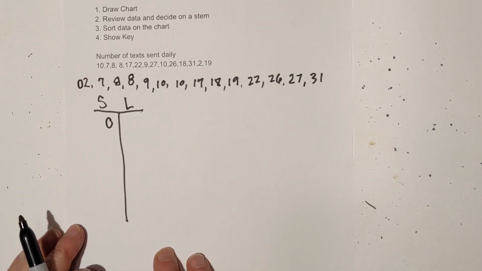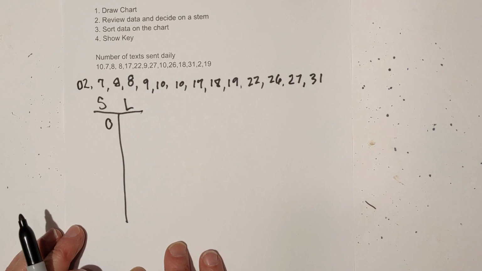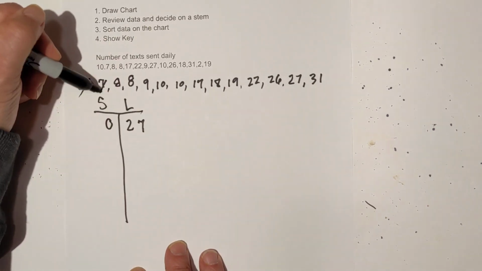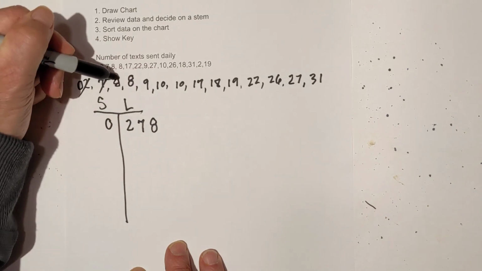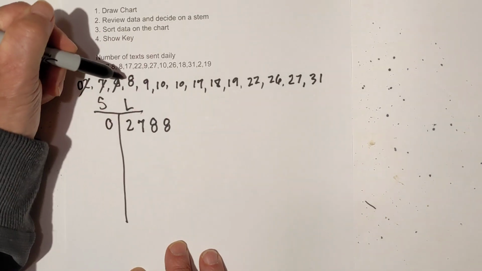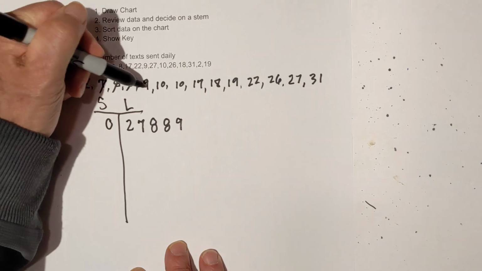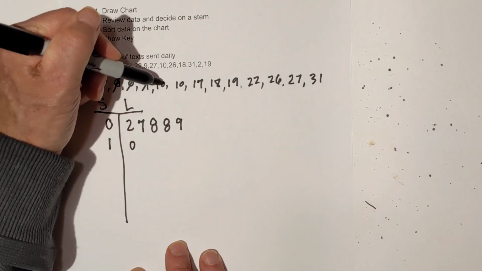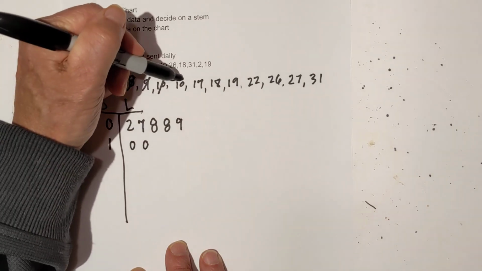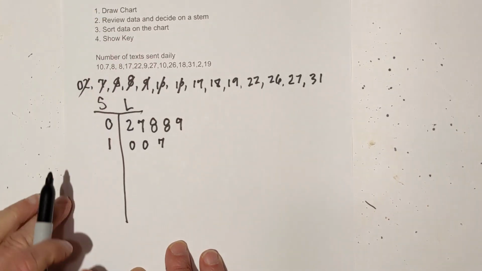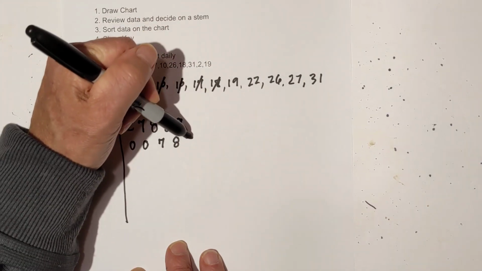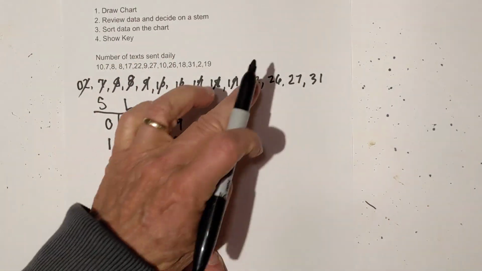So we have 2, 7, 8, 9. Then we have a 1. We have a 0, a 0, a 7, an 8, a 9.